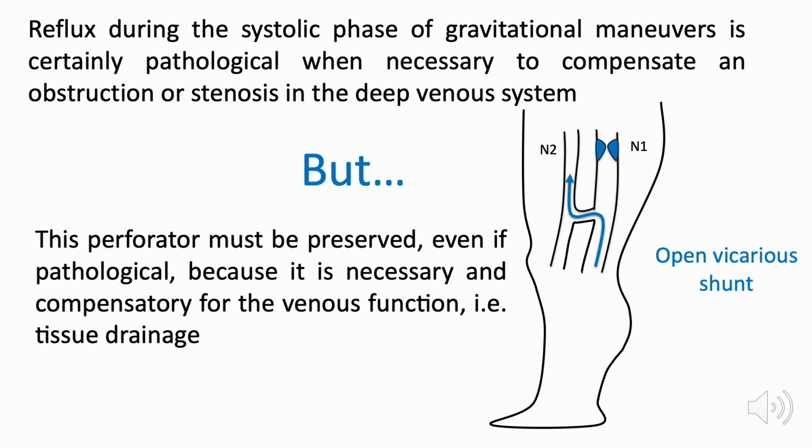Otherwise, the systolic reflux in the perforator vein during muscle pump contraction is pathological when it compensates an obstacle in the deep network. Nevertheless, this perforator vein must be spared because compensatory to the transmural pressure increase. It's a defensive perforator vein.